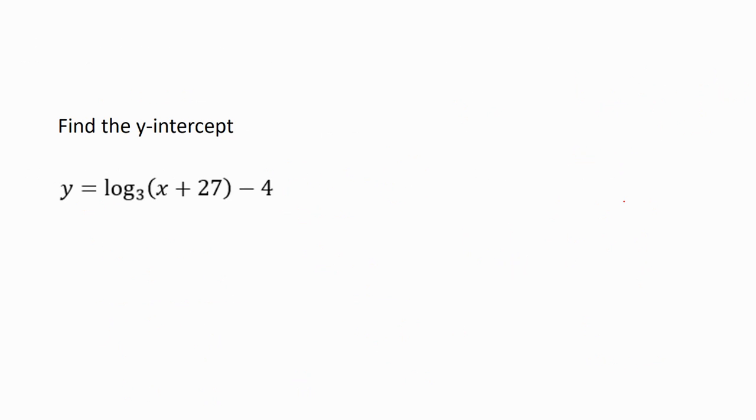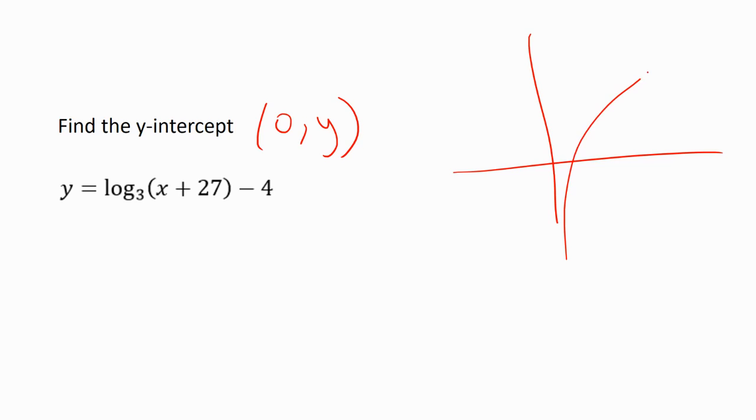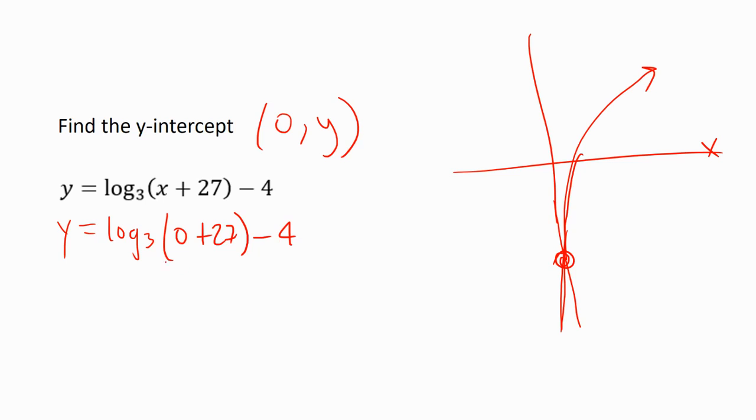Okay. Now let's talk y-intercept. How do we find the y-intercept of any function? This function, let's just say it looks like this, and it actually crosses the y-axis. That means the x-coordinate is going to be 0. So we plug in 0 for x, just like every other function. And what's left, we have to figure out, and we'll have the y-coordinate.